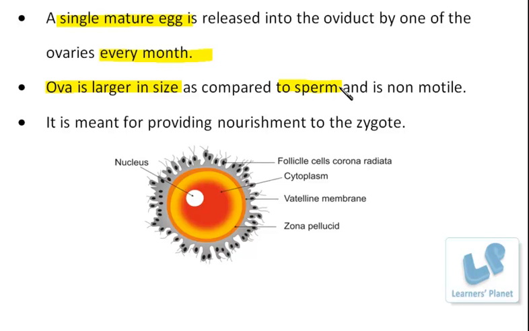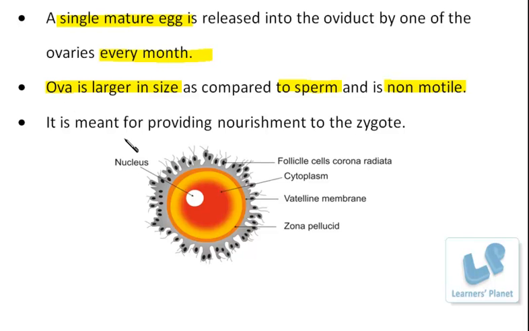Sperms, I said, are the smallest cells in our body, right? But further, I can say that when the ova is compared with the sperm, it is larger in size, and of course, it is non-motile. Whereas these sperms are motile, as they have the tail. So these sperms tend to travel towards the non-motile ova.